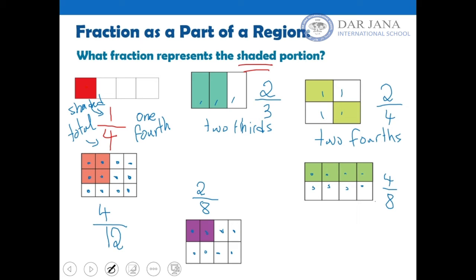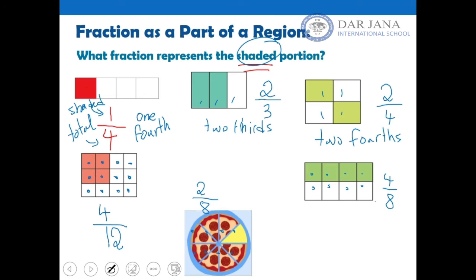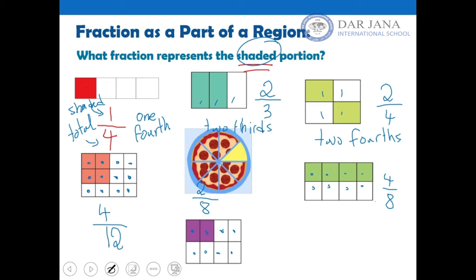8 is the total number of equal parts, which is the denominator. 4 is the number of the shaded, because they want us to find the shaded parts, it's 4. So it's 4 out of 8. Okay, this pizza here, let me erase this part here. I'm gonna make it 2 out of 8. This is for this example.